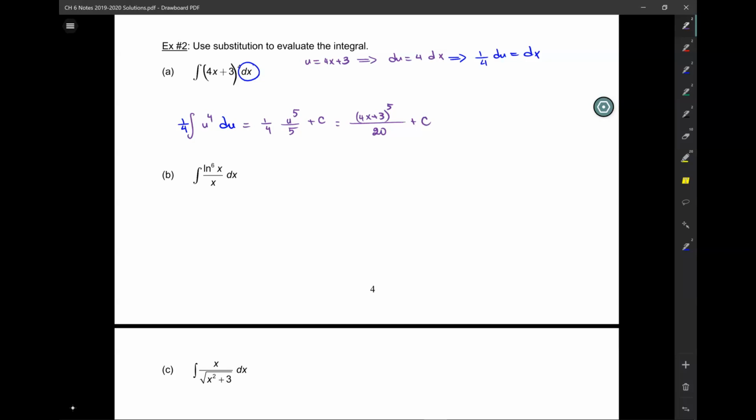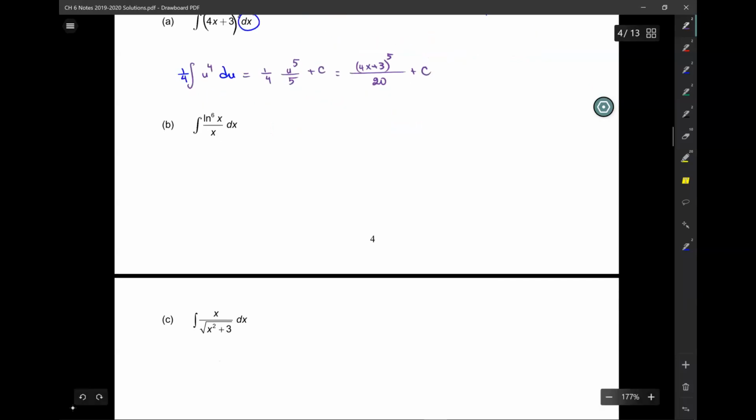Okay, right, so this next one is one of my favorites. You have ln to the power of 6x. This is just ln of x to the 6. So what would you take as your u? ln of x.